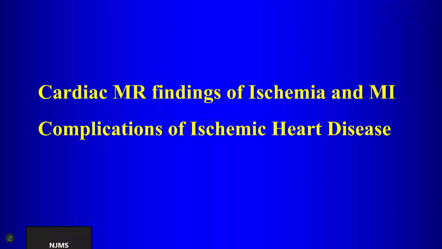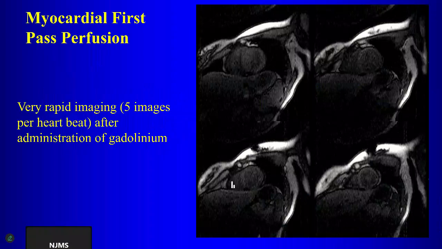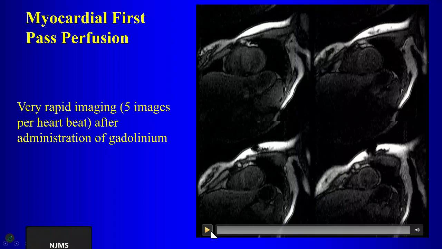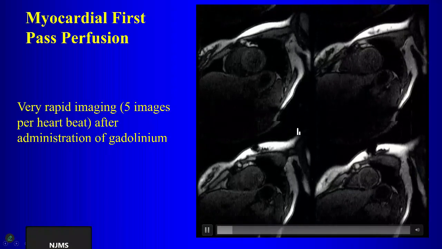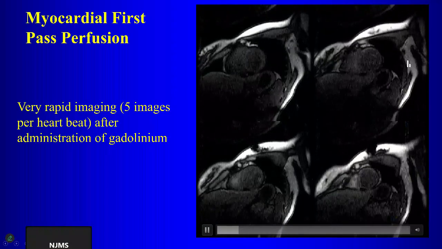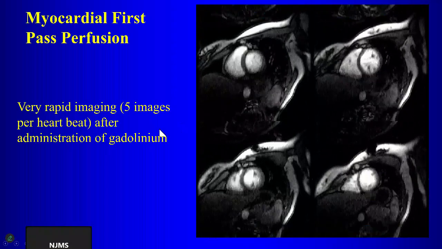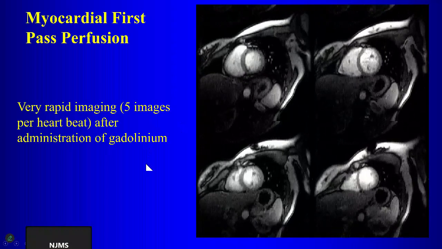With the discussion of ischemia and complications of ischemic heart disease, one of the ways that you can look for ischemia with MRI is a myocardial first pass perfusion study. What this involves is very rapid imaging through the heart. You can see here a series of short axis views. This is speeded up; it doesn't actually go this fast. But the idea is contrast is injected, and then we look at the perfusion of the myocardium of the left ventricle, looking for perfusion defects between the resting and the stress condition to see if there are any reversible defects.